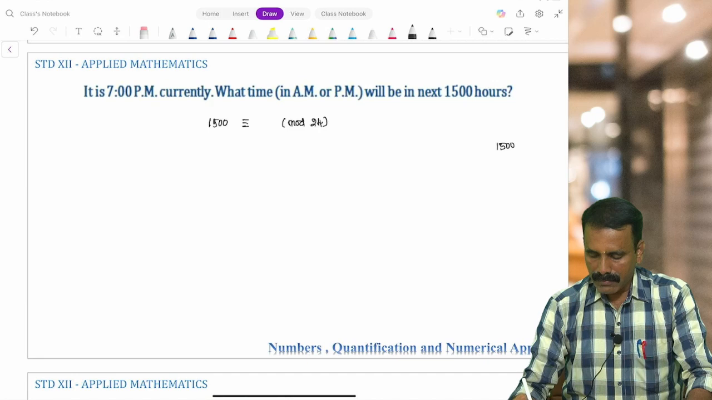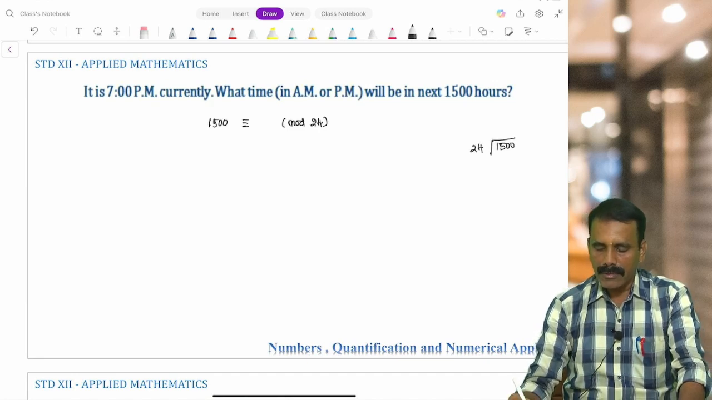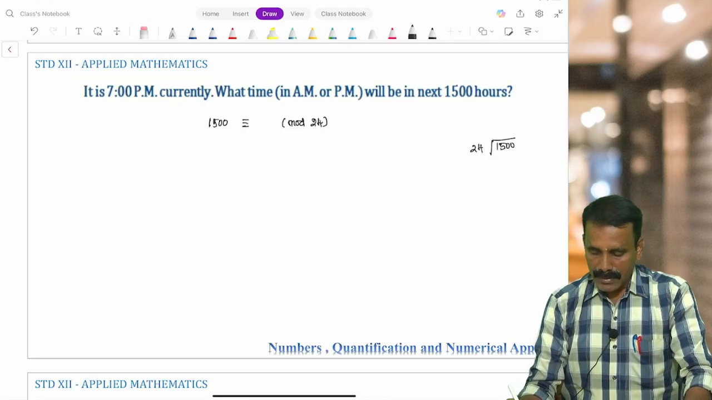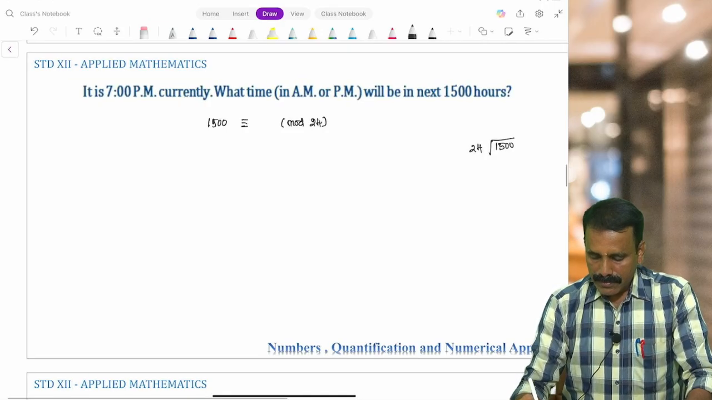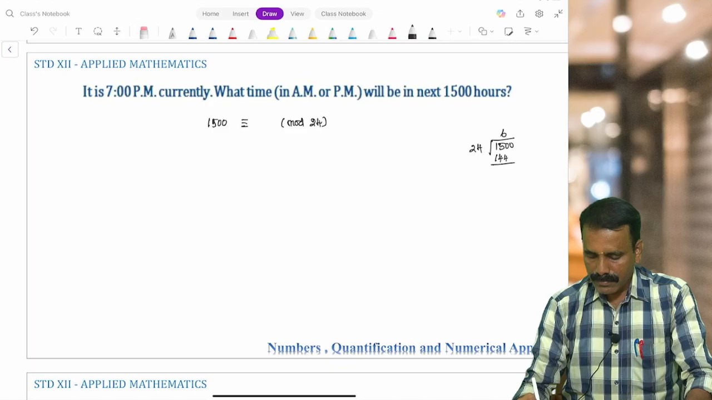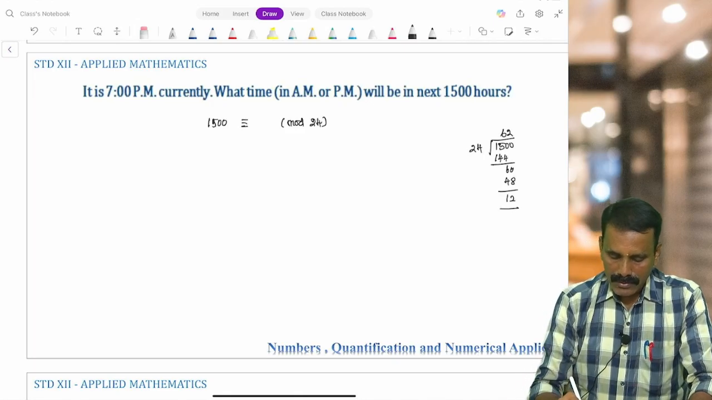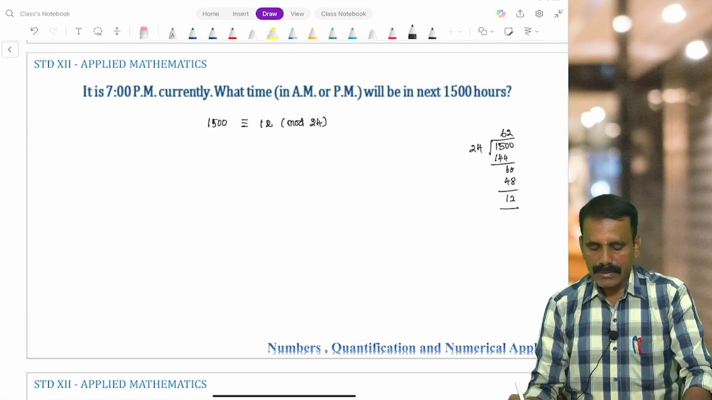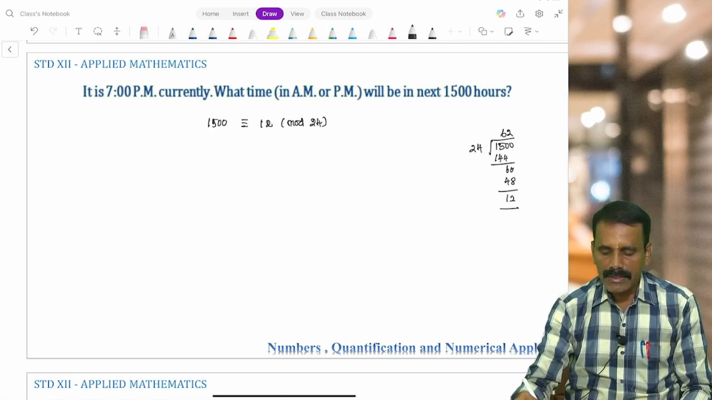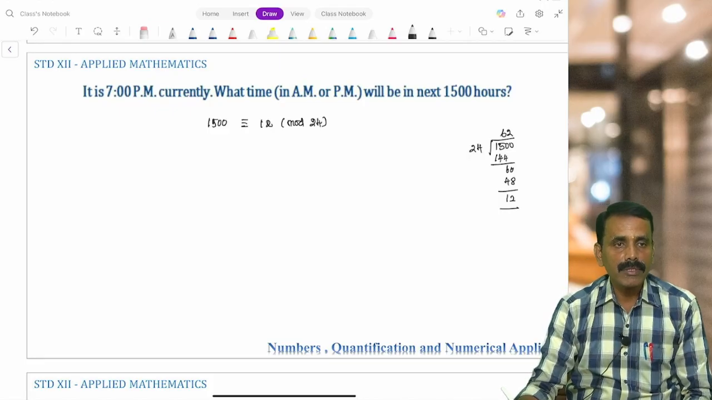So 1500 we divide by 24. In 150, how many times will 24 go? We are checking it. So it will be 6 times. 6 24s are 144. Balance 6. Then 60. So 2 24s are 48. The balance is 12. So when you divide this 1500 by 24, the remainder will be 12 hours.